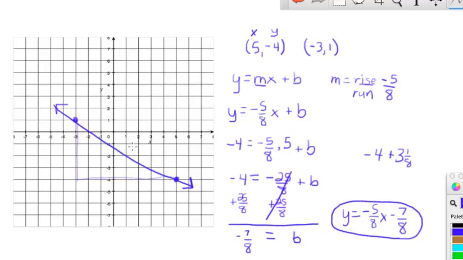Again, on the test, I'd give you quite a few points if you came up with the -5/8 for the slope and then just guessed on the B number. I'd give you probably most of the points. But that's how you get that exact equation.